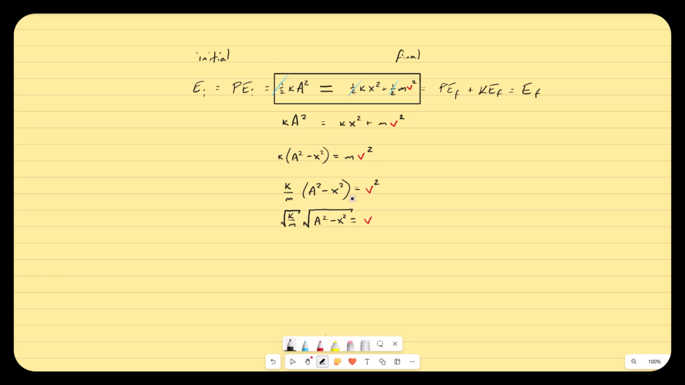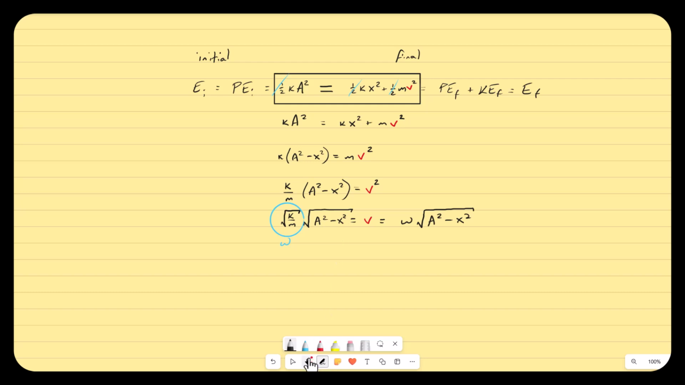The square root of A squared minus X squared is not A minus X, right? This thing is not equal to A minus X. If you're not sure, make up a value for A and a value for X and see how that doesn't work out. This is exactly the same as Pythagorean theorem. So I've got this. Square root of K over M is conveniently my natural frequency. So I can say this is going to be omega times the square root of A squared minus X squared.